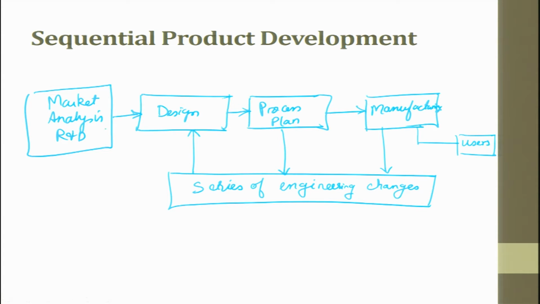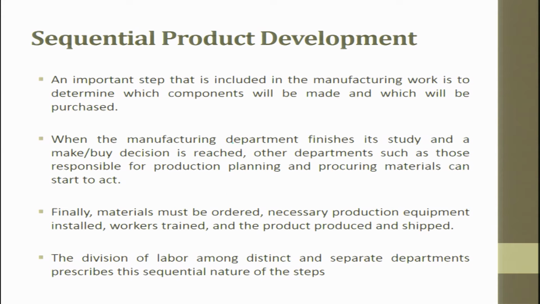Okay. And there is a back and forth movement which happens from here to here. An important step that is included in the manufacturing work is to determine which component will be made and when it will be made, when it will be purchased or where it will be purchased. When the manufacturing department finalizes its study and a make-buy decision, so whether to do it inside or whether to get it done outside.